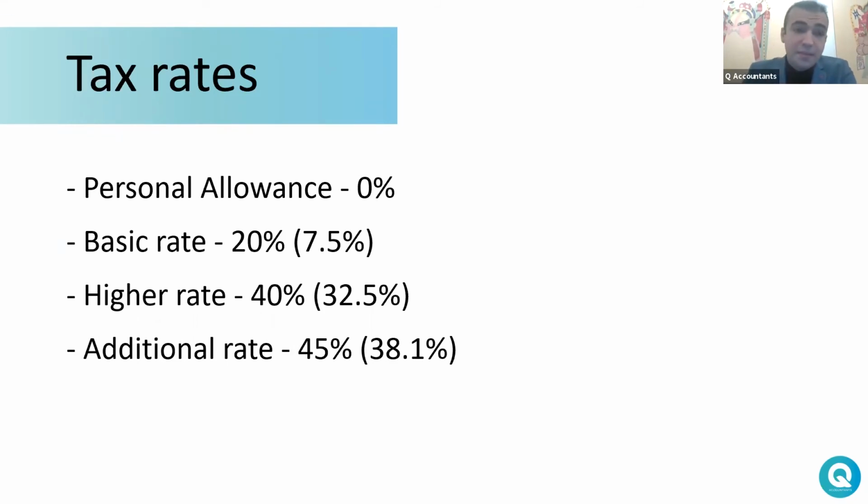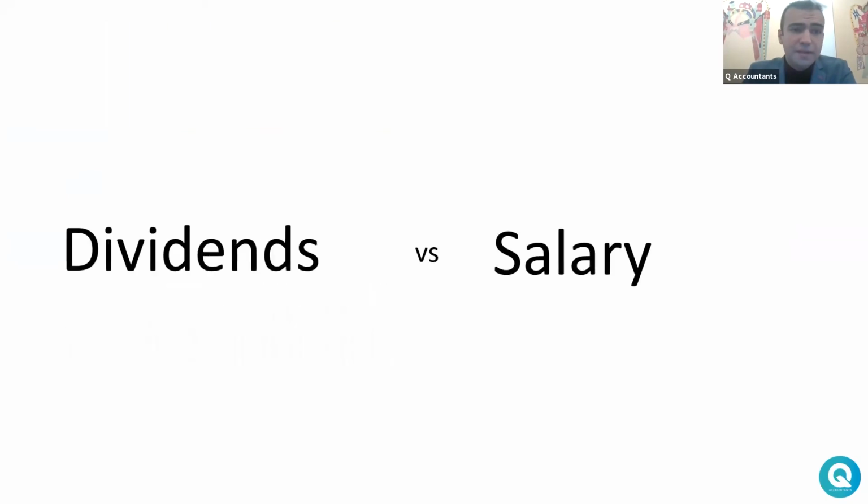So that's personal tax. And in terms of dividends and salary, it all depends on the personal circumstances. Do you have any other income? Do you have property income? Do you have savings income from elsewhere?